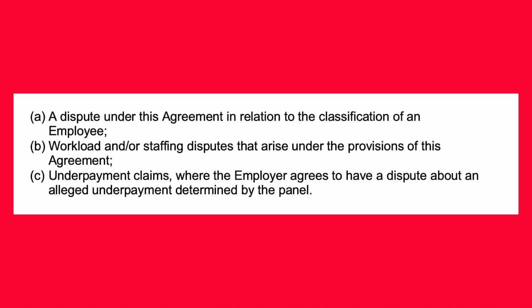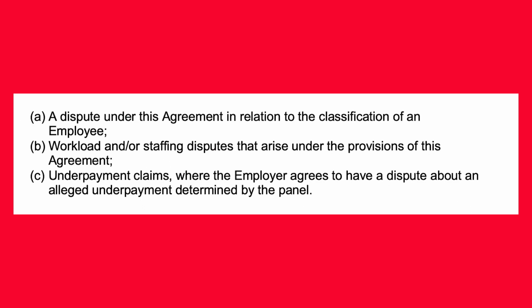So this is outlined at clause 12.1, and there are 3 areas where the panel may be utilised to review a dispute. So we'll bring them up on screen. The first is a dispute under this agreement in relation to the classification of an employee. The second being workload and/or staffing disputes that arise under the provisions of this agreement. And the third is underpayment claims where the employer agrees to have a dispute about an alleged underpayment determined by the panel. So the panel is independent from the Department of Health, HSU, and VHIA.